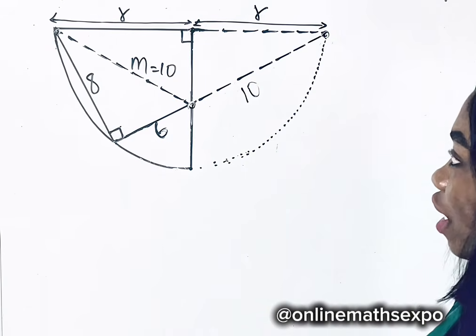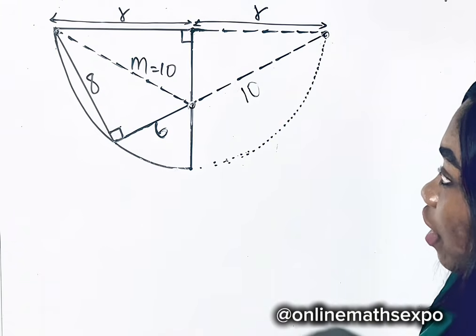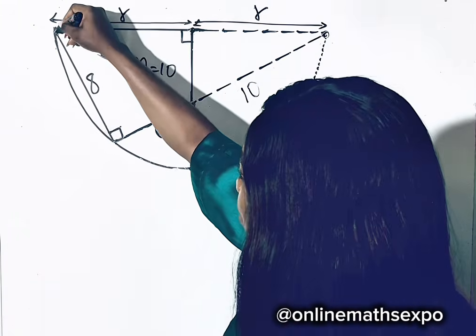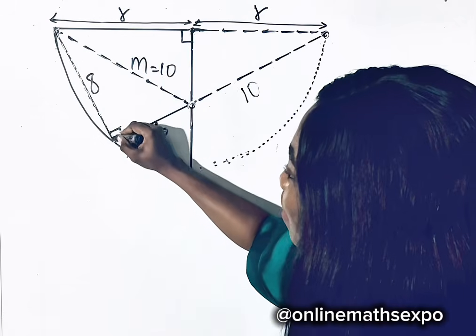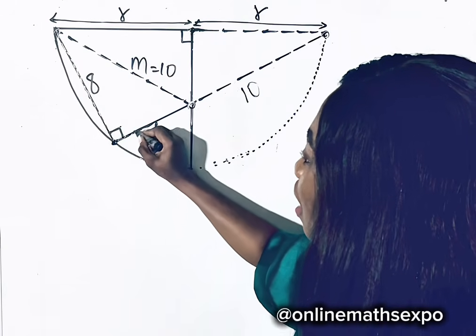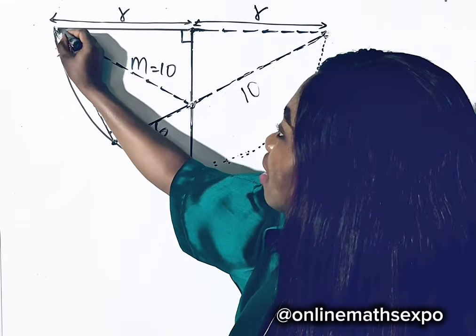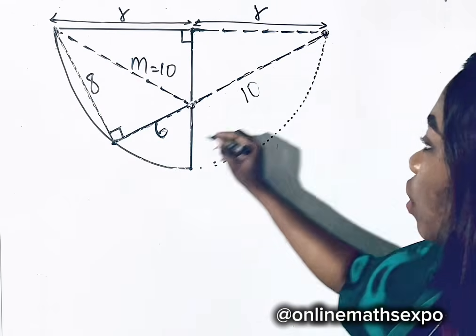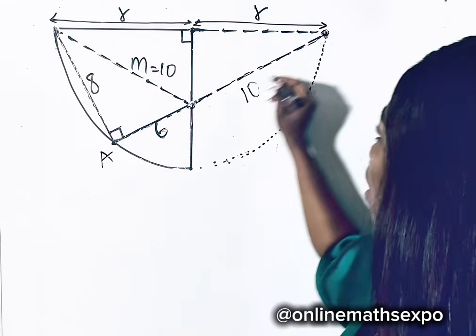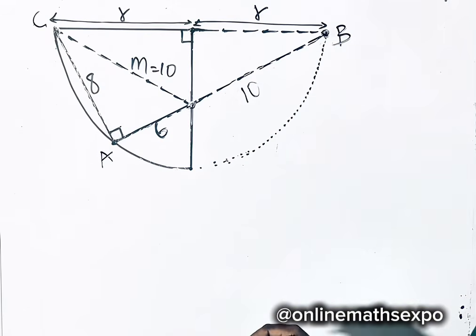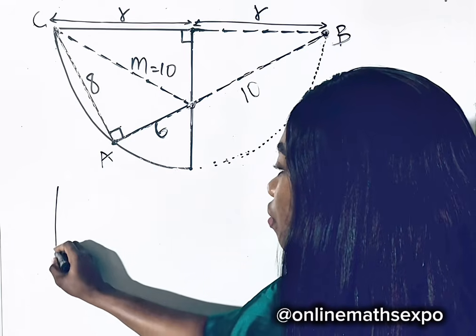Now what does it mean? You observe carefully that we have formed another right triangle. Just watch. From here down to this, then from here down to this end, and from this end to this end. So we can label it A, B, and C. So let's bring that shape out, and that's what we have.